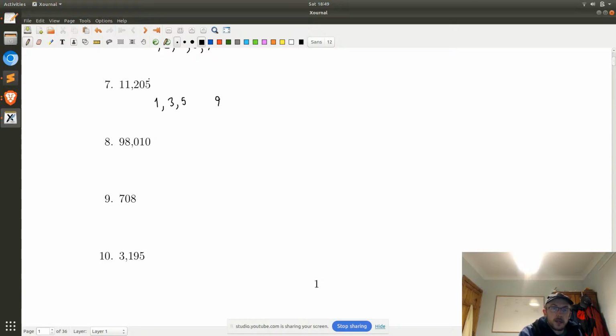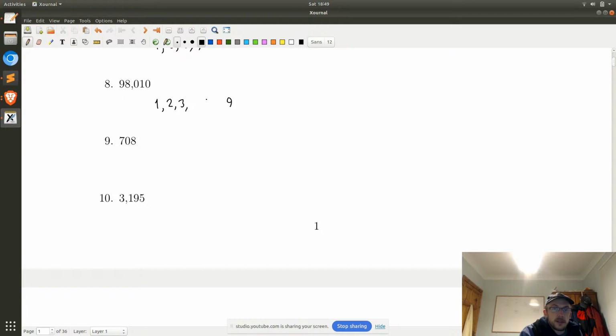So straight away, 7,000, which gives 4,205 left. 4,200, take that off, and we have 5 as a remainder. So no, it's not on the 7 times table. 98,010. Sum of the digits is 18. So 1, 2, 3, and 9.